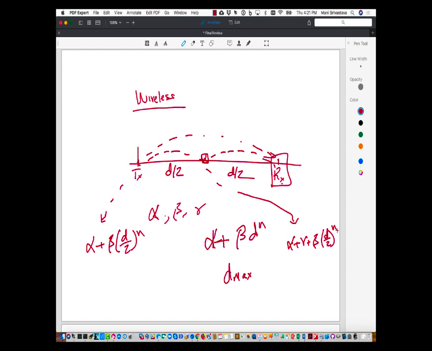certainly helps. Now you can play this game further. What if I had two hops, like two relay nodes? Then it will be d over 3. Same logic applies. Do you think I can keep doing it forever? What will put a stop to it? Alpha and gamma, right? Alpha and gamma become part of it.